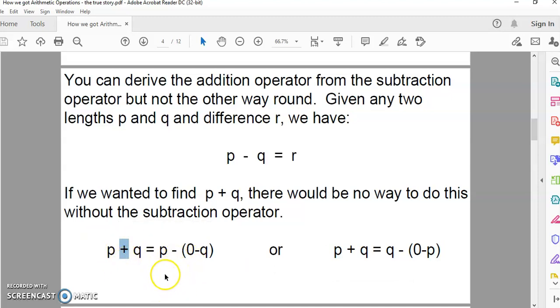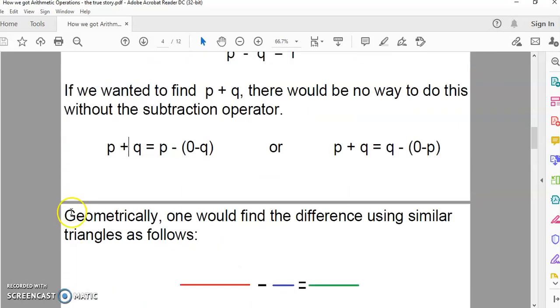You might have thought ignorantly that you could say p plus q is equal to p plus minus q. That's nonsense, okay, because you're still using the difference operator.